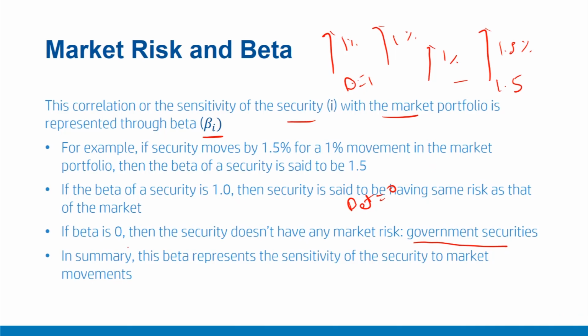So essentially, in summary, this beta represents the sensitivity of the security to market movements, and therefore this beta is a good measure of a security's contribution to portfolio risk, because it is not eliminated. When you add the security to the market portfolio, this risk is not eliminated.